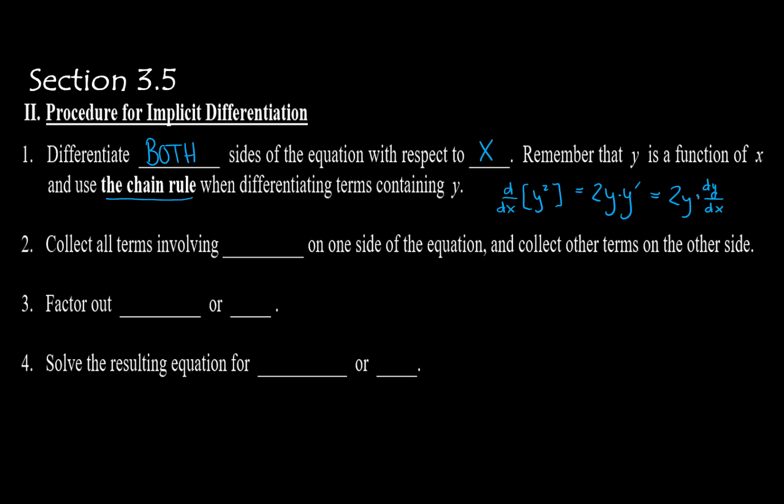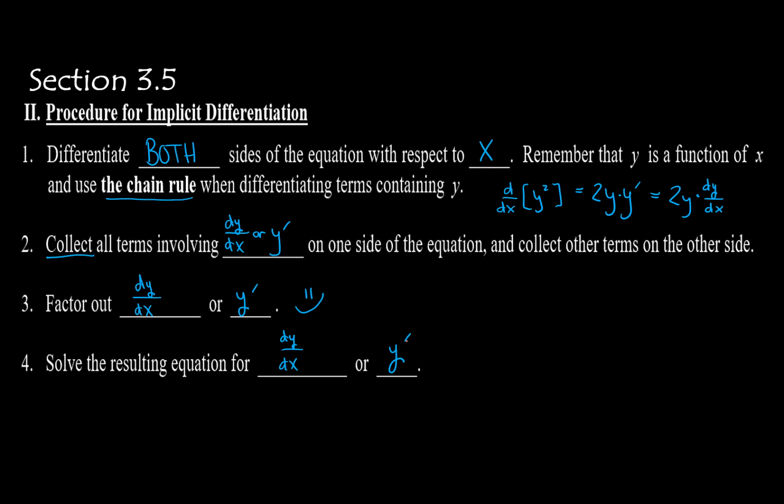So the second step is, once you've differentiated both sides, you're then going to collect all the terms that have your dy dx or your y prime, whatever your preference is. You collect them on one side of the equation and you collect other terms on the other side of the equation. And then you're going to factor out your dy dx or your y prime. This is a fun part. Next, you're then just going to solve the resulting equation for your dy dx or your y prime, whichever one you're using.